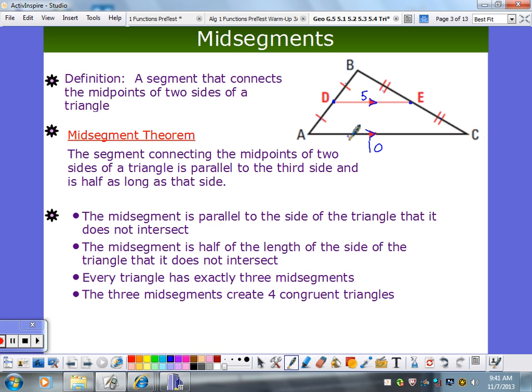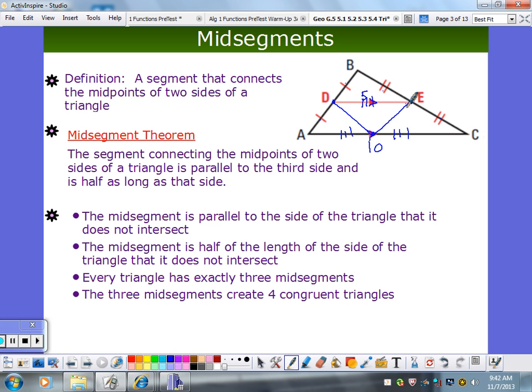Every triangle has exactly 3, because I connect this midsegment with this one's midsegment, and I can connect those midsegments as well. The 3 midsegments create 4 congruent triangles. Look at that. This one is congruent to that one, is congruent to that one, is congruent to that one. Really? Well, let's see. Look at this one here. He's half of that one, right? Well, what's half of that one? That's like my 3 marks.